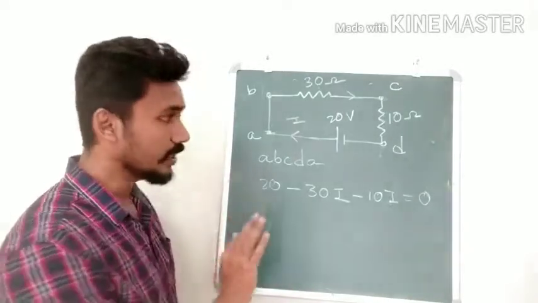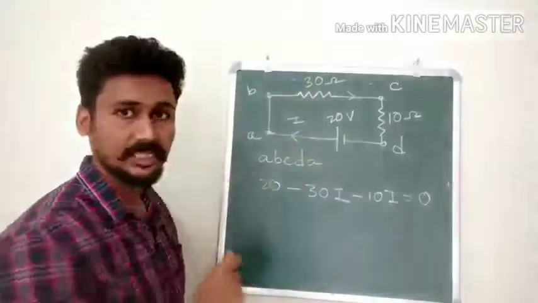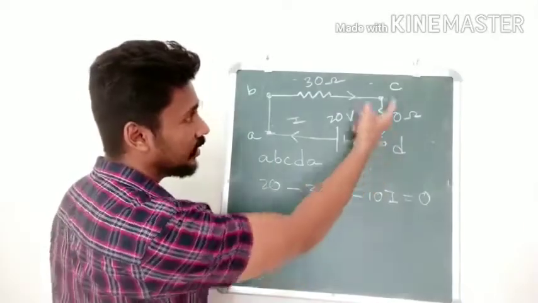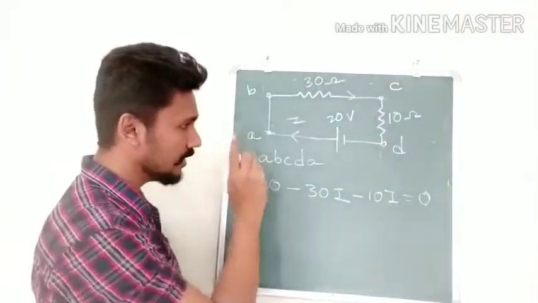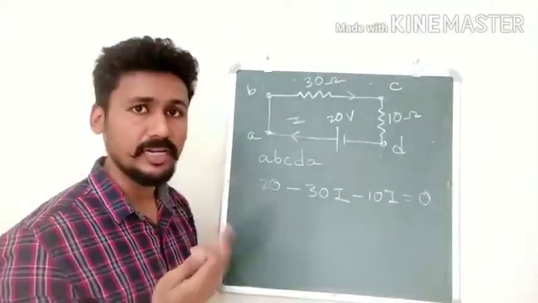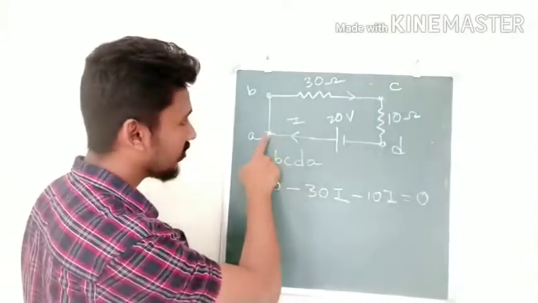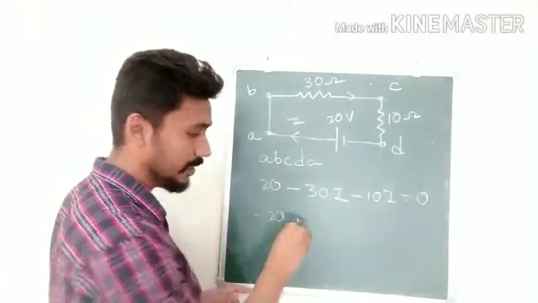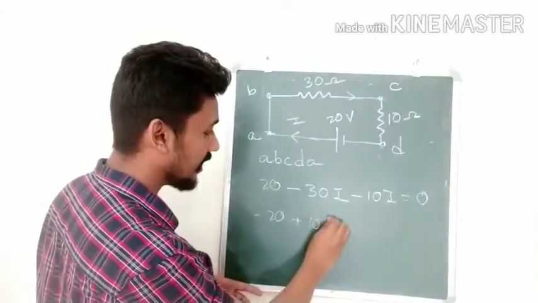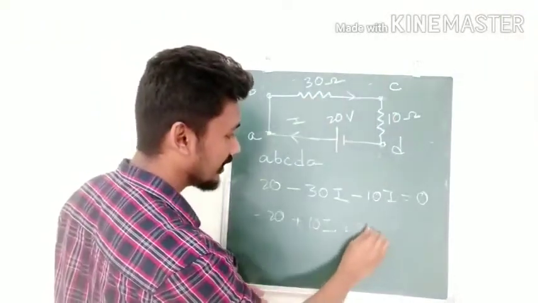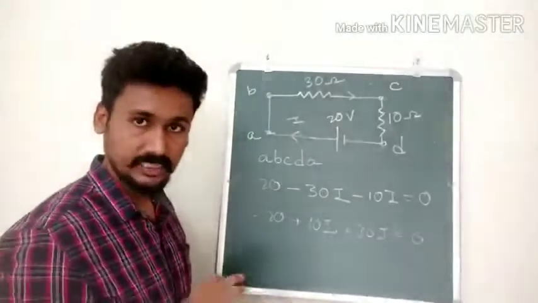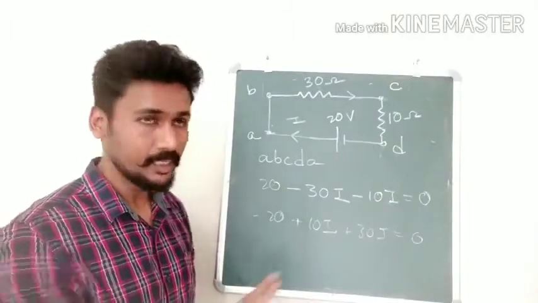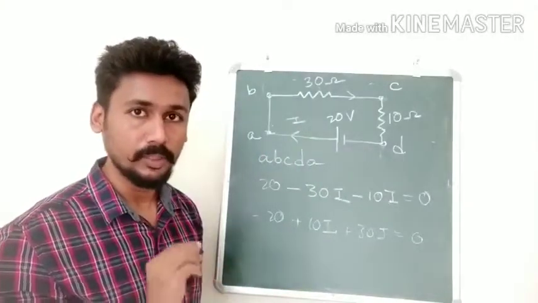For example, you can apply the loop rule in the opposite direction also. That is, you can say we want to go from A to D, D to C and C to B. Okay, you can do the same. You will see the overall answer you will get is the same. Correct? What will you get in that case? From A to D, you will get minus 20 volt. From D to C, now it will become plus, so it will become plus 10I. From C to B, it will become plus 30I, which will be equal to 0. You will see mathematically both these equations are the same. Getting the idea? So this is how to apply the loop rule.